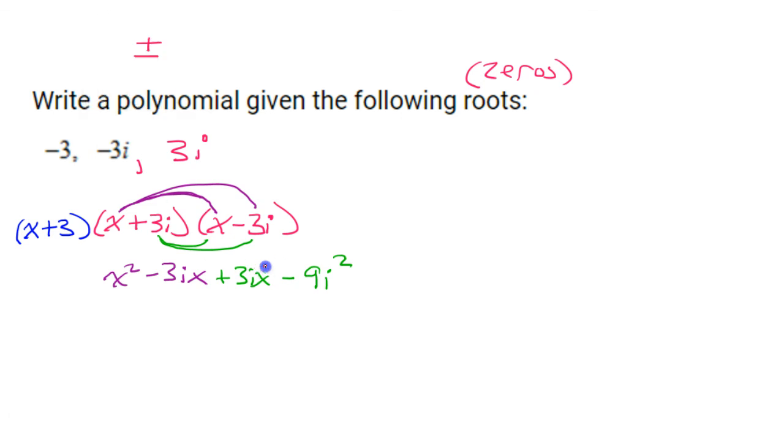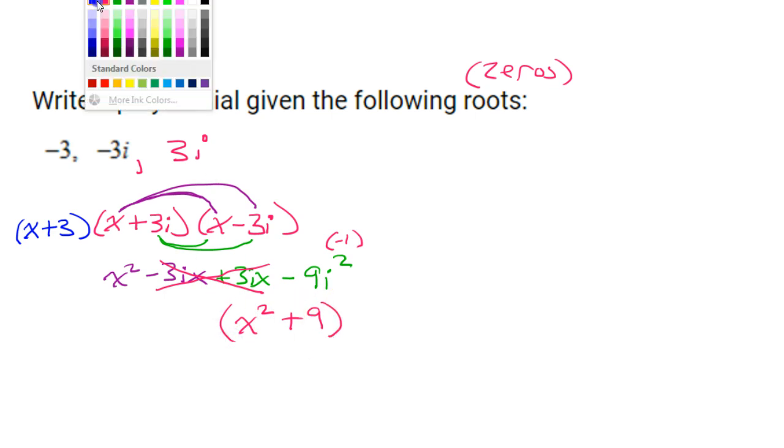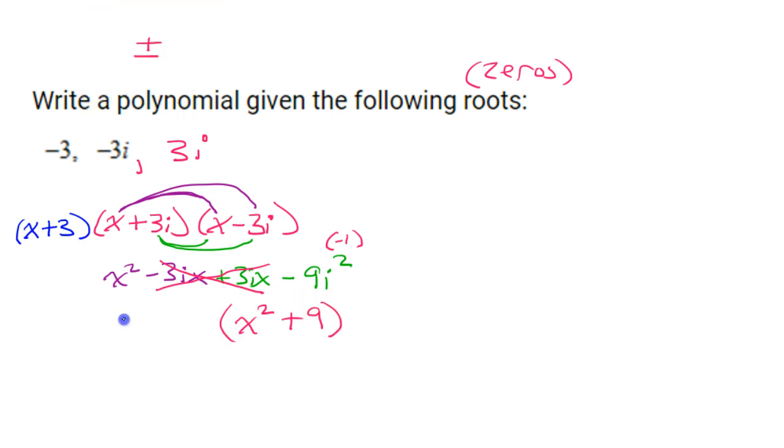Interesting. Well, the 3ix terms cancel each other out. Furthermore, i squared is negative 1. Negative 9 times negative 1 is positive 9. So no more i's. I'm just going to bring down the x squared. Okay, so I have that. Meanwhile, I still have my x plus 3. So I'm going to bring that down too. Alright, so I multiplied these pink parts together and I got x squared plus 9. But now I need to multiply the x plus 3 times the x squared plus 9.